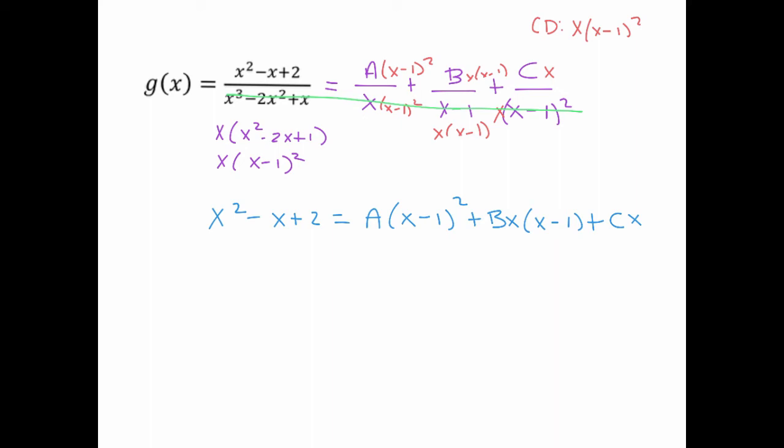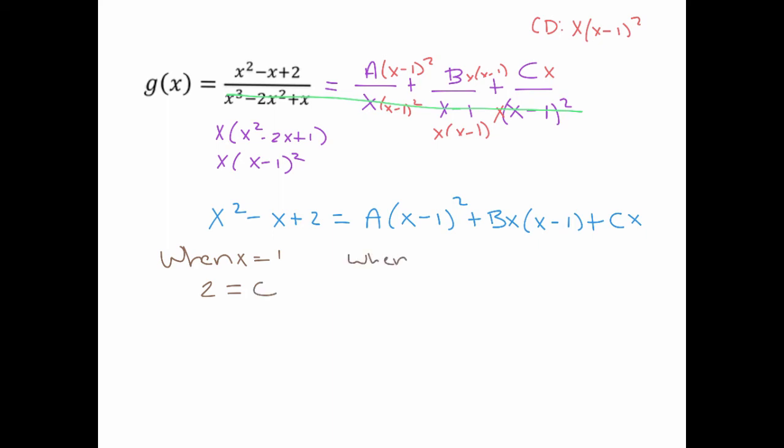Okay, so now let's use the method that I used last time, which was to pick convenient values. So x equals 1 is a convenient value. When x equals 1, the left-hand side becomes 2. And the right-hand side, well, notice that the first two terms go away because they have the x minus 1 term. And then we just have c times 1. So that was easy. Now we know what c is.